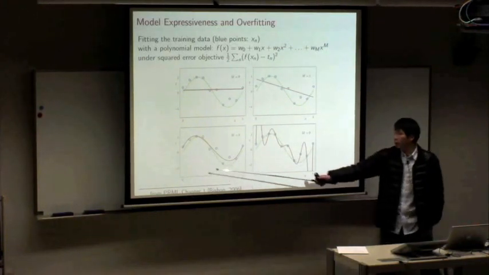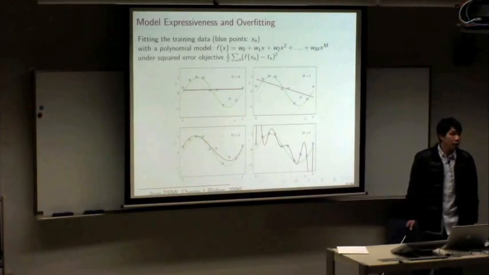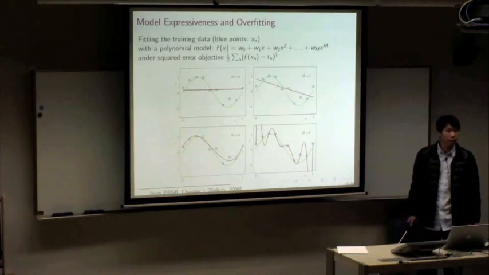Yeah, we don't know the green line. So we have to figure out what the green line is by using the data points we have, sort of interpolate.